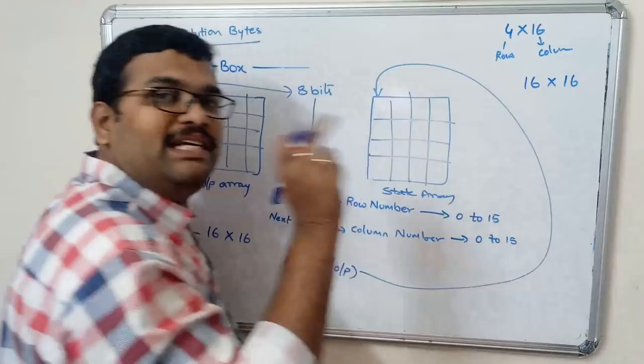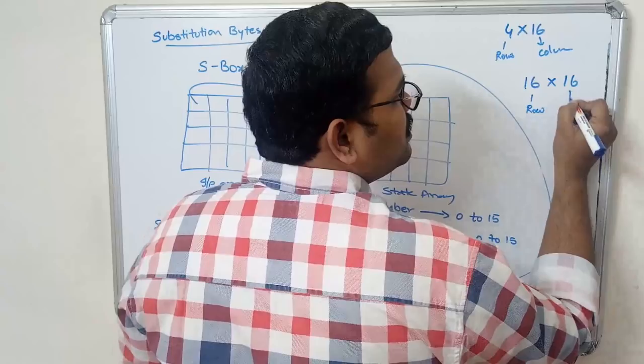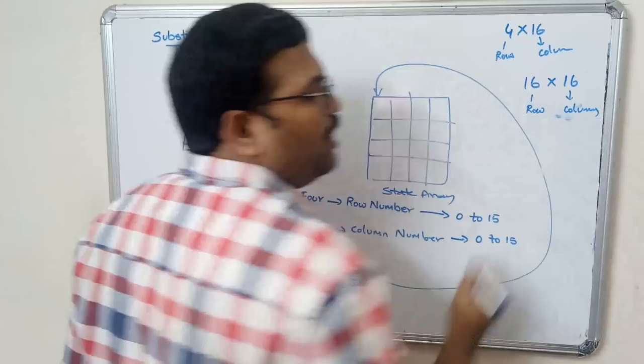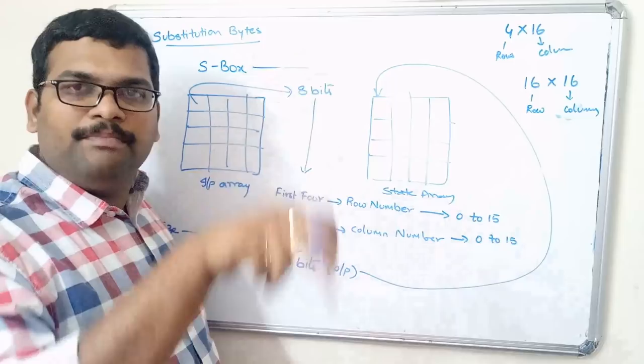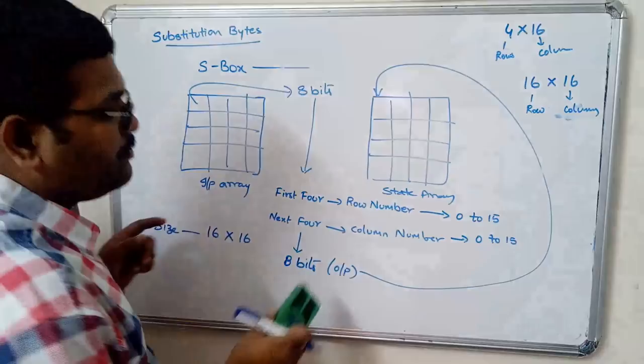So this is 16 rows and 16 columns. And the remaining procedure is the same. We have to get the corresponding value from the S box, and again we have to convert it into 8 bits. So this is all about S boxes.